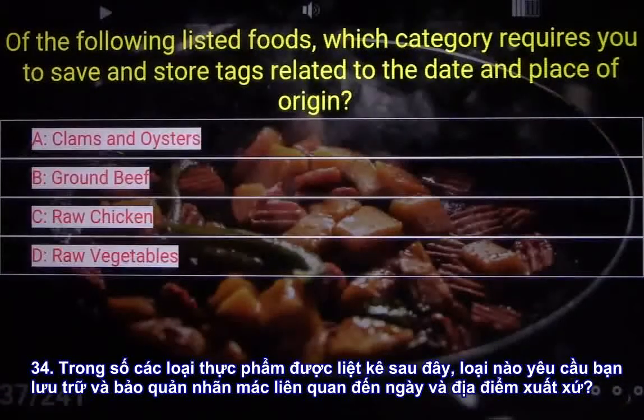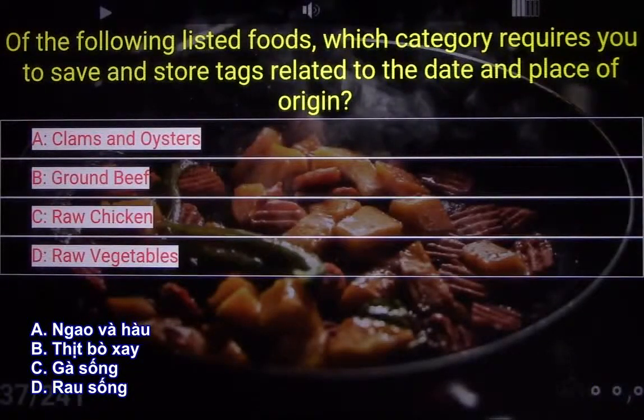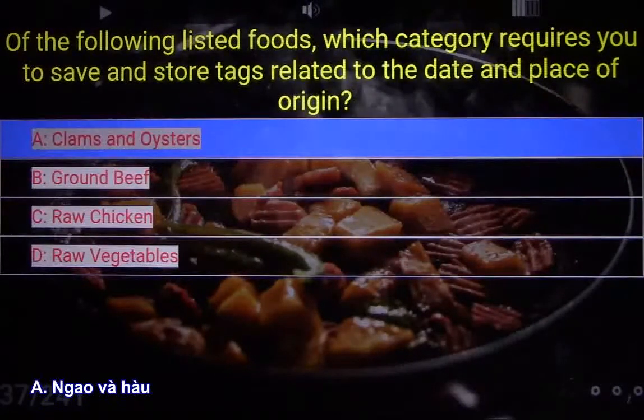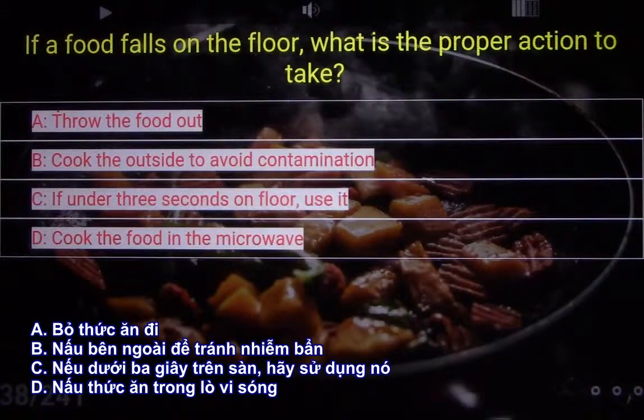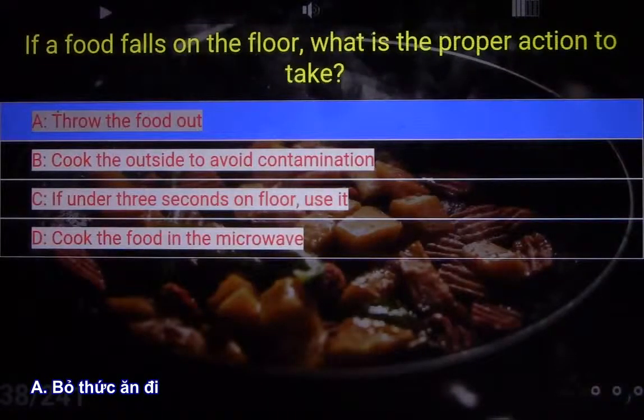Of the following listed foods, which category requires you to save and store tags related to the date and place of origin? A. Clams and oysters. If a food falls on the floor, what is the proper action to take? A. Throw the food out.